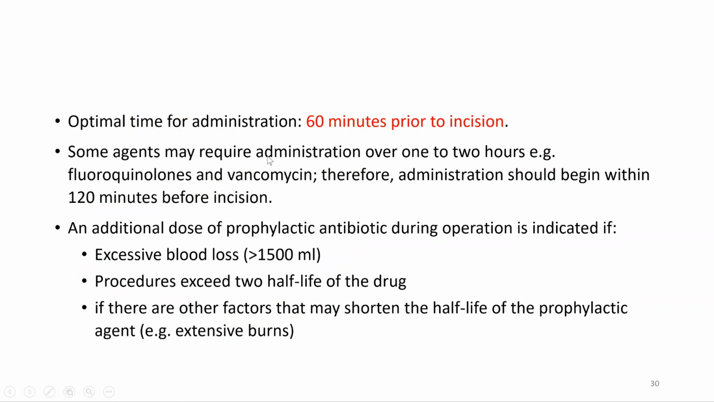So the optimal time for surgical chemoprophylaxis administration is ideally 60 minutes prior to incision. However, a few antibiotics may need to be administered earlier, for example, fluoroquinolone and vancomycin, because they need to be given over a slow infusion and cannot be delivered rapidly. And an additional dose of prophylactic antibiotic during operation is indicated if there is excessive blood loss of more than 1.5 liters, or for procedures exceeding 2 half-lives of the drug, or if there are other factors that may shorten the half-life of the prophylactic antibiotic, such as in a condition with extensive burns.